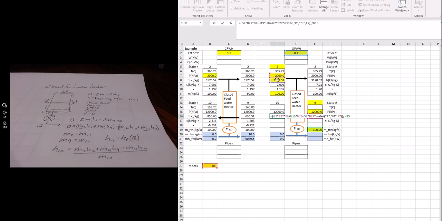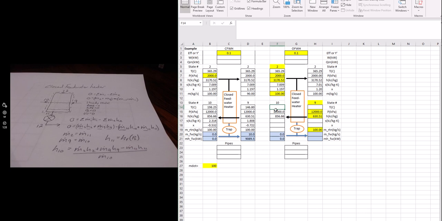Then times H2, so that's the first term. And then the second one is M9, which is this one, times H9, the enthalpy that's kind of hiding under here, minus that same mass flow rate, so M2 and M11 are the same thing, times HF, and that should hopefully be better. There we go.